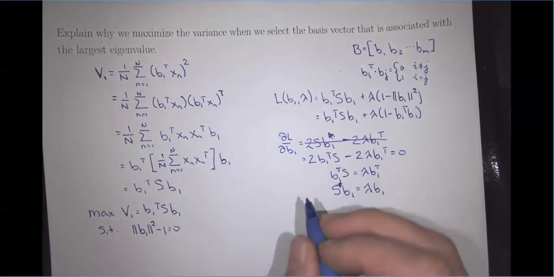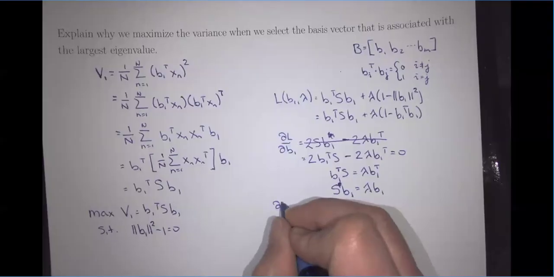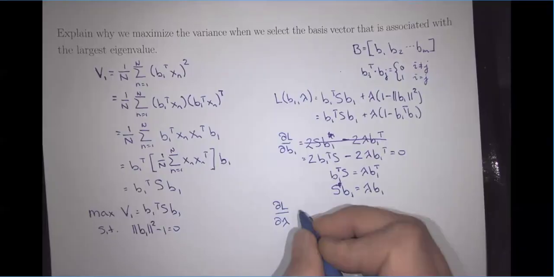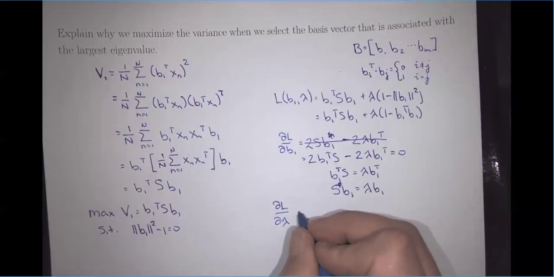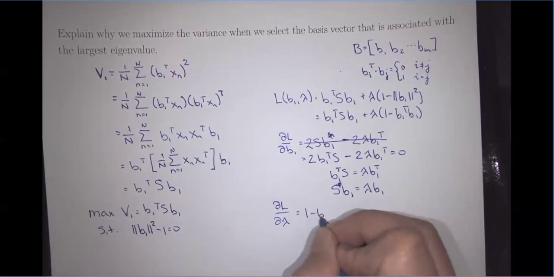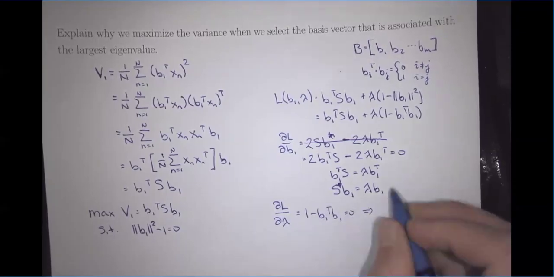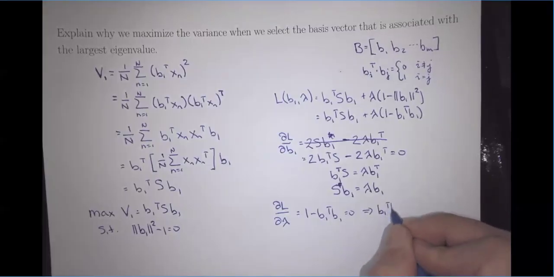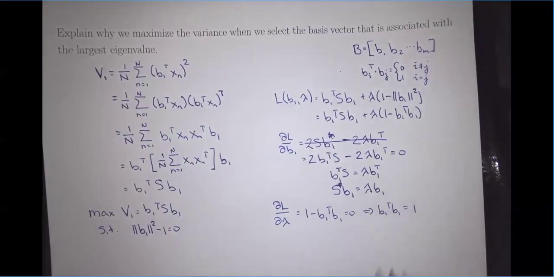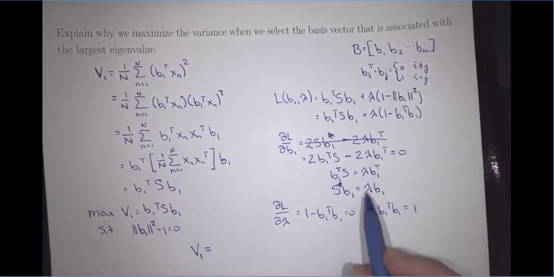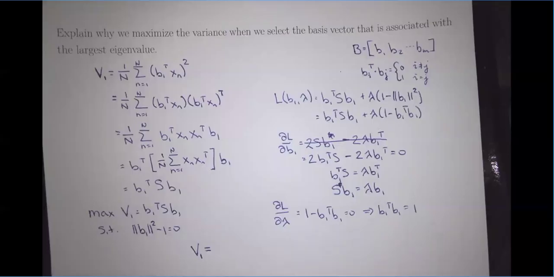Next, dL/d lambda. Well, this tells us that 1 minus B1 transpose B1 is equal to 0, which of course means that B1 transpose B1 is equal to 1. So getting back to our maximum variance. For this to be the maximum variance, we have to satisfy both of these constraints.